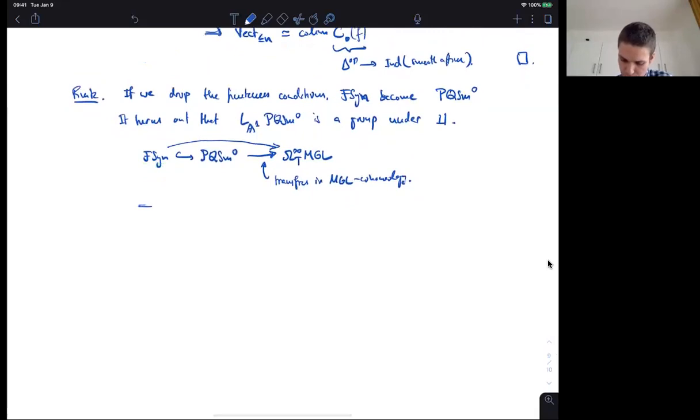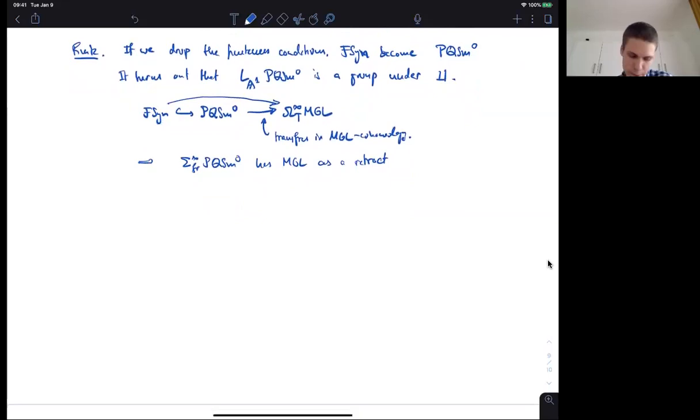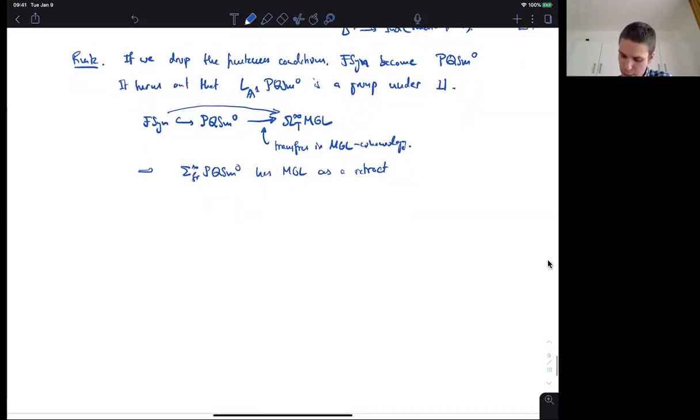So this implies that if you take the framed suspension spectrum of this thing, it has MGL as a retract. It's also an MGL module, so it's an MGL module that contains MGL as a summand. And so, if you're over a perfect field, then you can conclude that the infinite loop space of MGL is a direct factor of whatever this cobordism space is.